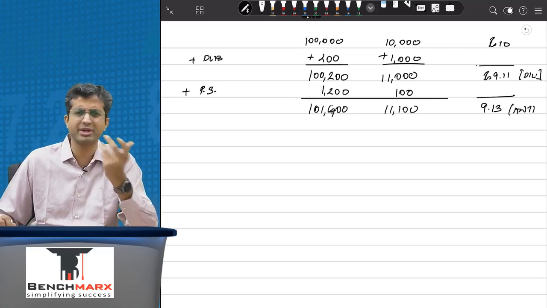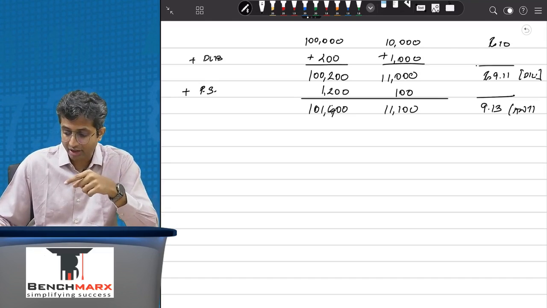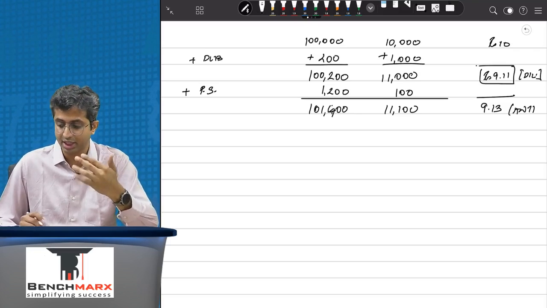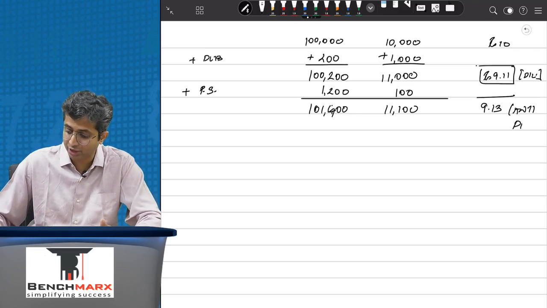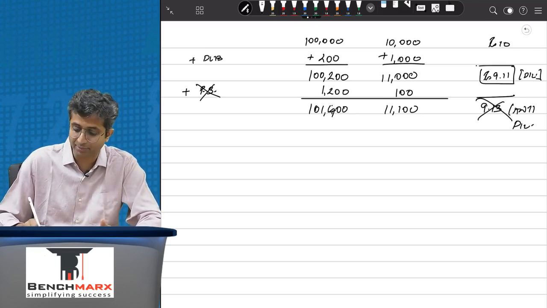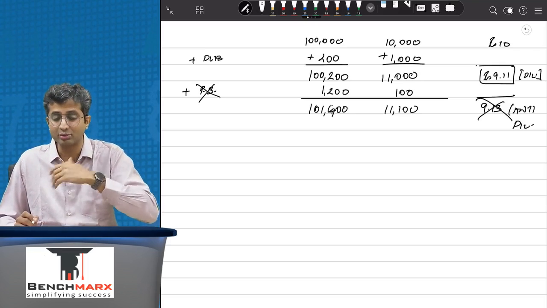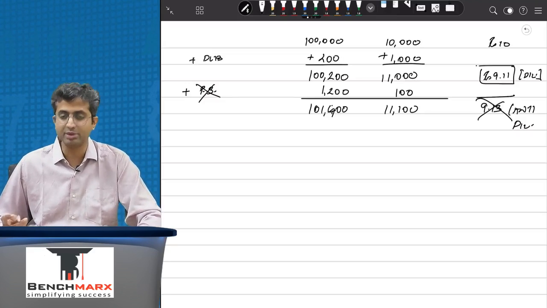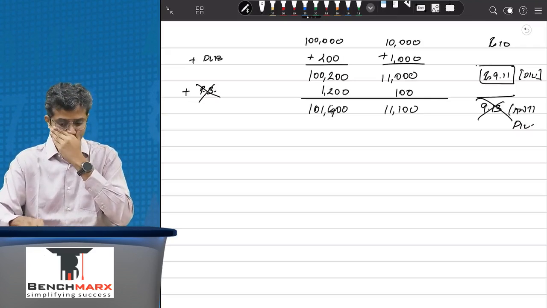Sir, it is still lower than the basic. Does not really matter. It is higher than 9.11. Diluted EPS is the worst or the lowest possible EPS. So over here, this is anti-dilutive, and hence this is to be ignored. In fact, preference shares are considered to be anti-dilutive and will be ignored from the diluted EPS calculation. In fact, your diluted EPS will be then taken as 9.11 only. Are we clear with this?